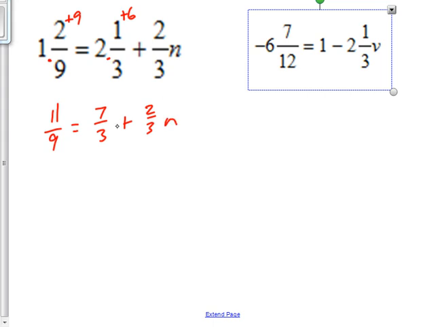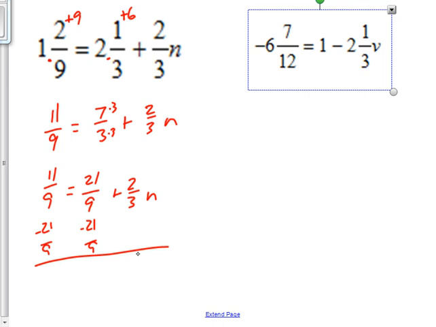Now what we're going to have to do is get rid of the 7 thirds. However, that's going to involve adding and subtracting, so we need to have a common denominator with this one over here. So let's go ahead and multiply the top and bottom by 3. And let's rewrite the whole thing. So let's go 11 ninths equals 21 ninths plus 2 thirds n. Now I do not need this to have a common denominator because this is multiplication and division. So now let's subtract our 21 ninths from both sides.